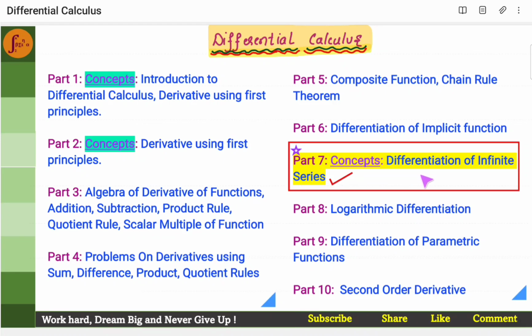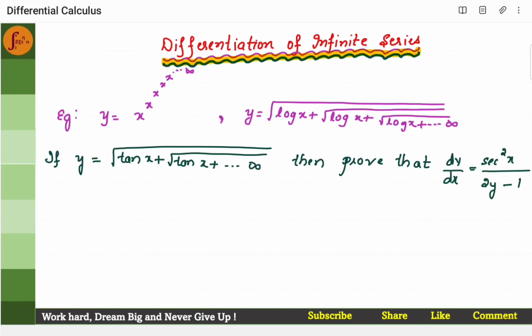Hi everyone, in this video we'll go through differentiation of infinite series. That is, given infinite series functions, how do we arrive at derivatives? So what do you mean by infinite series?